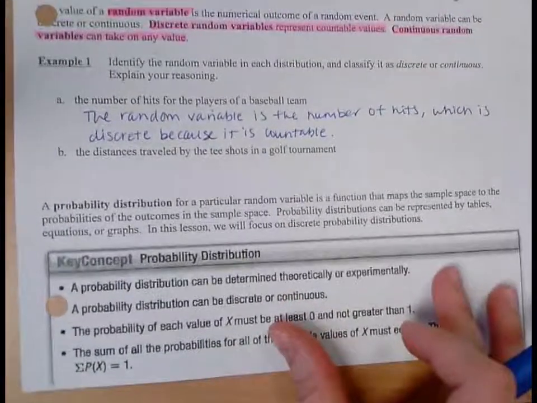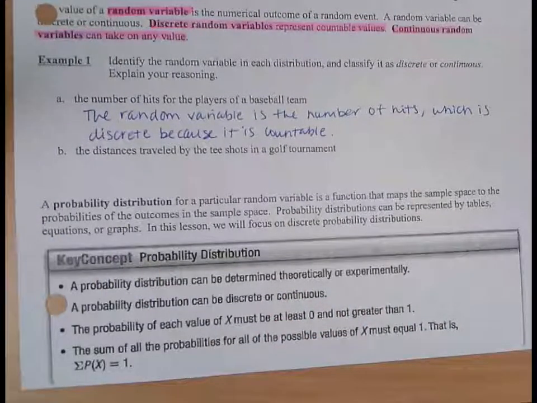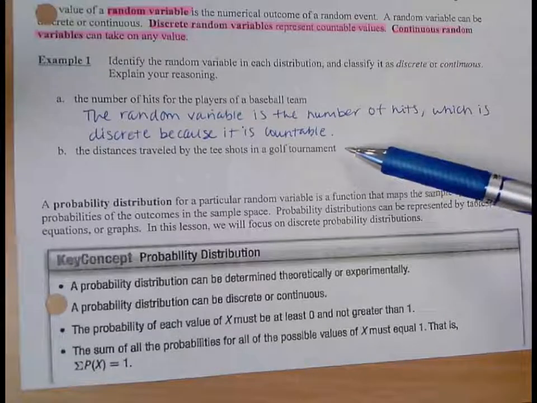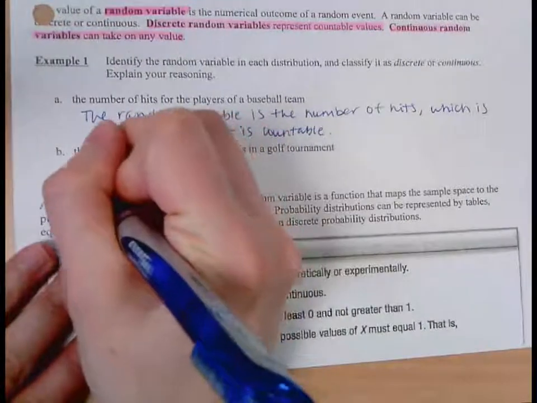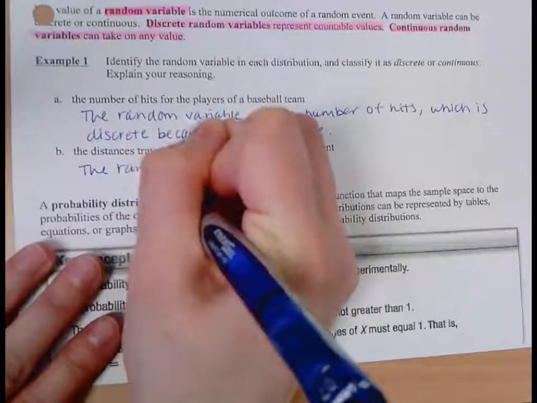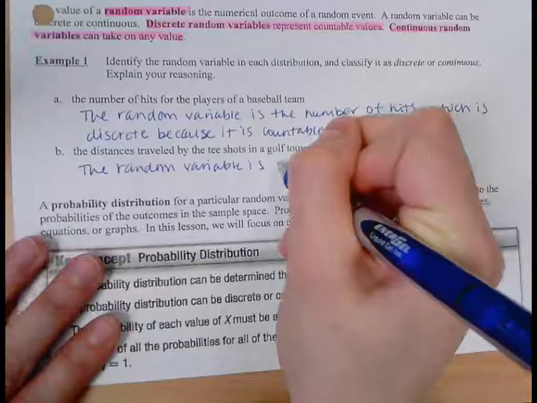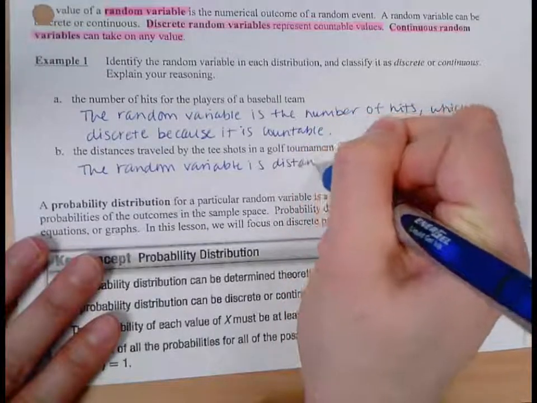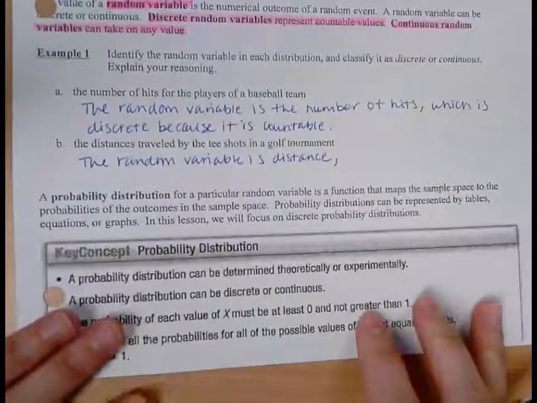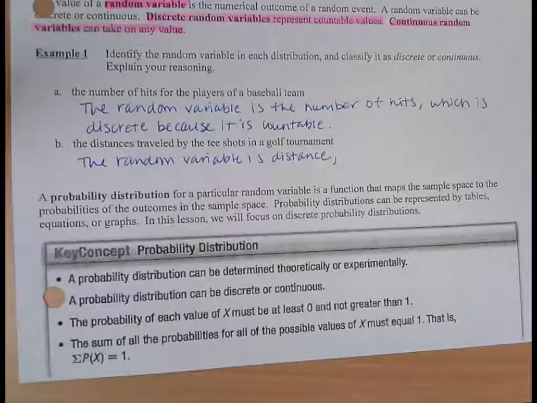Okay, and then we have for part B, the distances traveled by the tee shots in a golf tournament. So what is it that's being measured in this situation? Distance. So the random variable is distance. And then would you say the distances traveled by the tee shots would be a discrete random variable or continuous? And why would you say continuous?